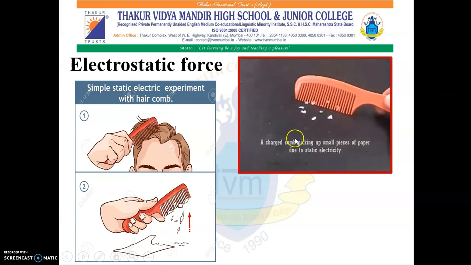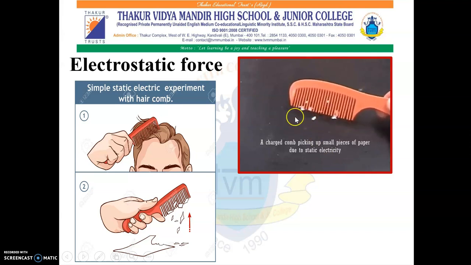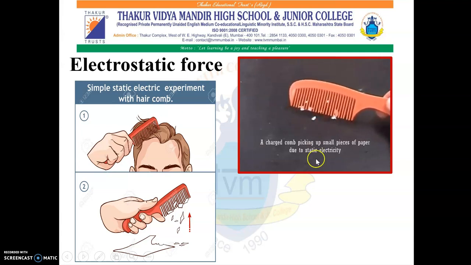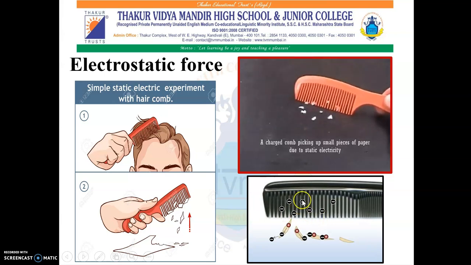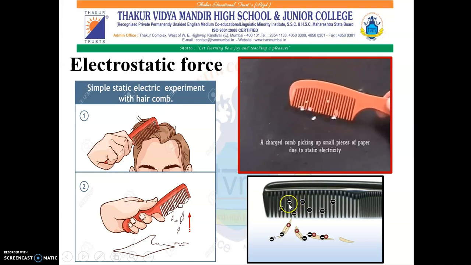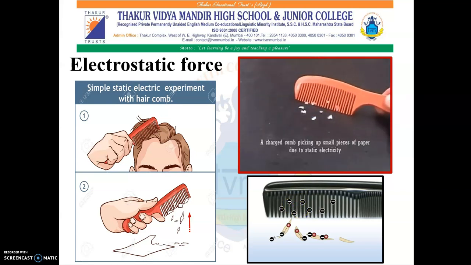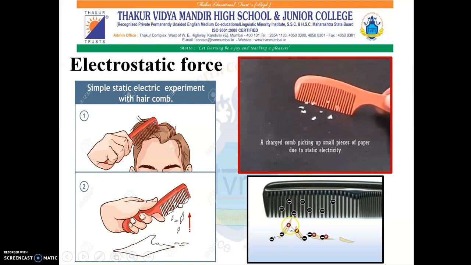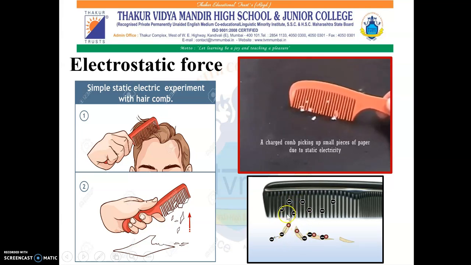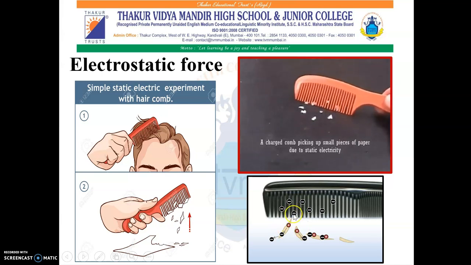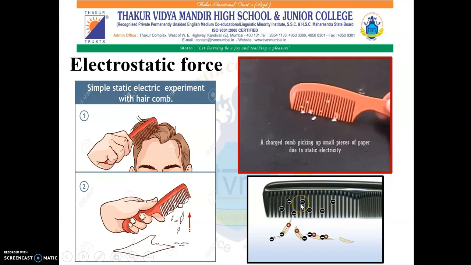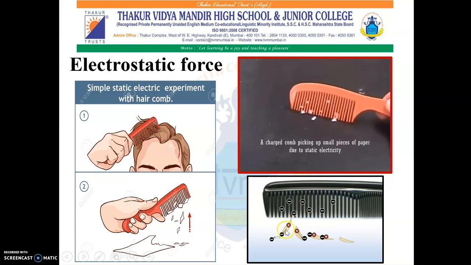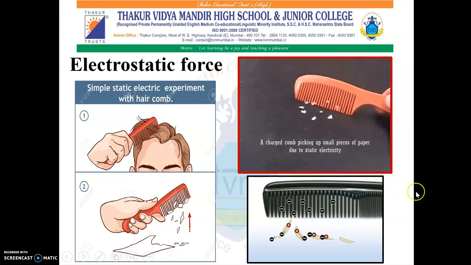Let us see this. This animated picture is showing this experiment. A charged comb is picking up the small pieces of paper due to its static electricity. Here what is happening, when you are rubbing the comb over the dry hair, electrons, that is negatively charged particles, are developed on the plastic comb. These negatively charged particles attract the positive charges on the paper, due to which the paper pieces are getting attracted towards the plastic comb. And this force which is exerted on the paper is nothing but electrostatic force.